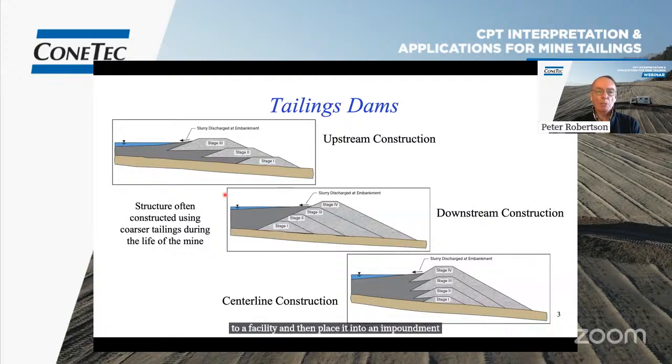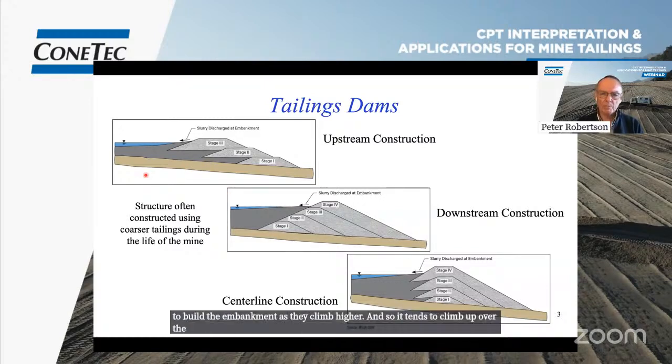And the impoundment is often constructed with some sort of embankment. The embankments can be constructed using an upstream method, which is the top left-hand corner there, so using the tailings to build the embankment as they climb higher. It tends to climb up over the tailings, so upstream construction. Or you can have downstream construction where you build a starter embankment, and then as you raise the facility, you keep raising it downstream as you go higher.